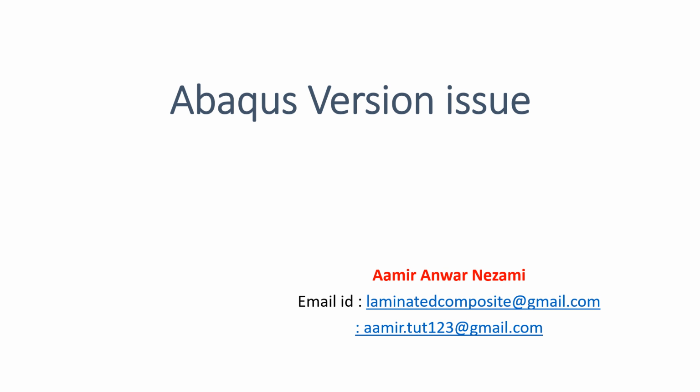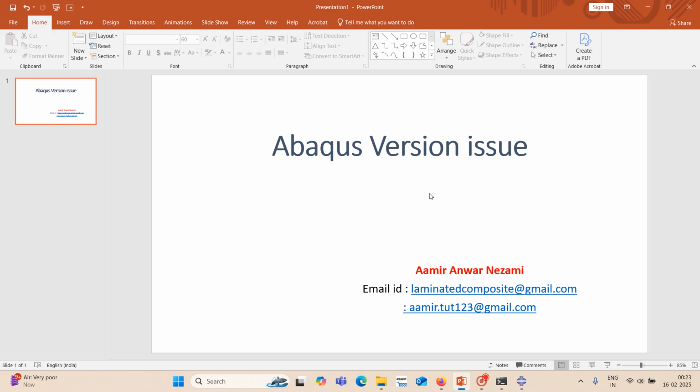When we make something in Abaqus of a higher version, such as 2024 or 2023, and then we want to open it in a lower version of Abaqus, such as 2020 or 2017, it shows issues. It becomes difficult to open the CAE file. So let us see that with an example.